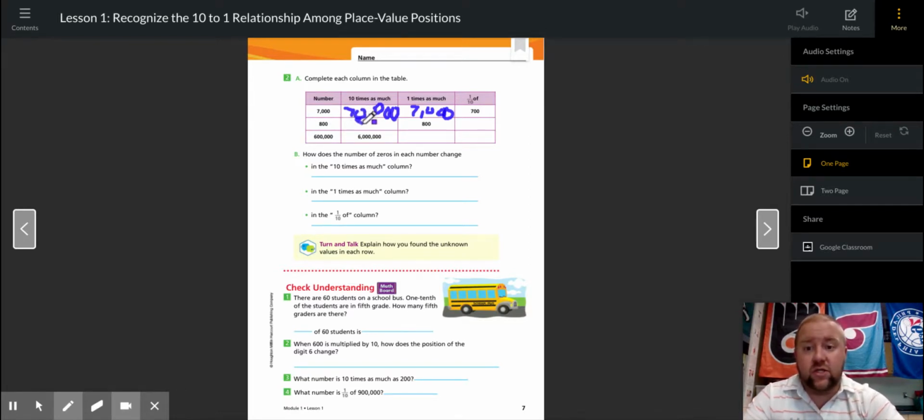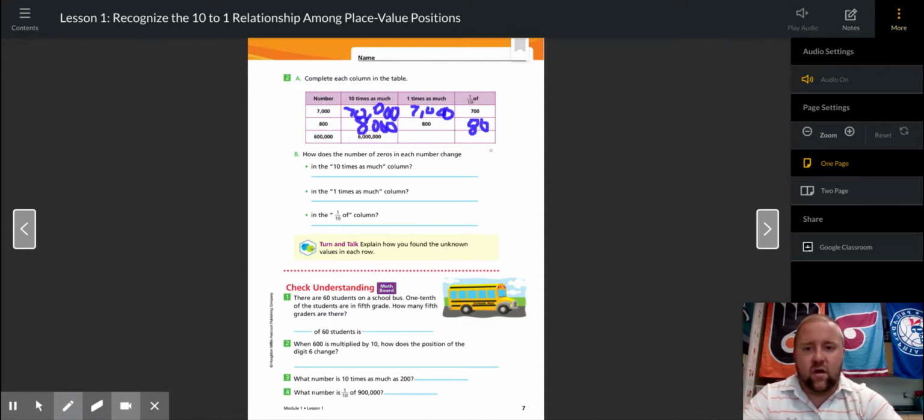Okay, so again, 800, if it's 10 times as much, when you multiply by 10, you're adding on a 0. So that would just be 8,000. Okay, 1 times as much is the same number. And then 1/10 the value, you're getting rid of a 0 here. So that would be equal to 80. Okay, and then the last one, we have 600,000 here. So when it's 10 times as much, we add on a 0. 1 times as much, you keep it the same. And then 1/10, so I'll write 600,000 in here. I'm not going to write it because it's a lot of writing. And then 1/10 of the size, we get rid of one of those zeros. So this would just be 60,000 as 1/10 of the value.